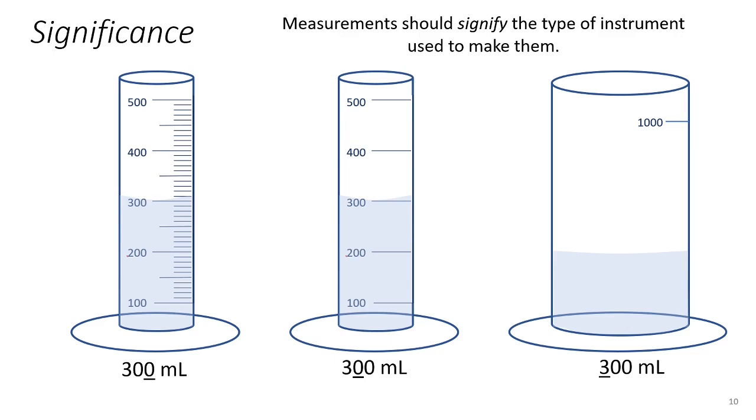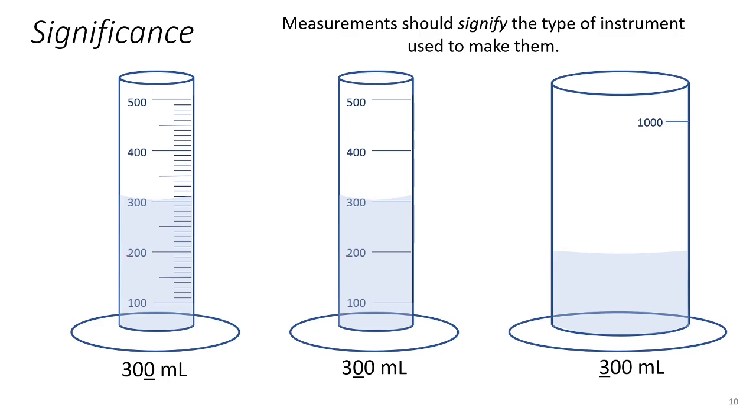Let's say that we want to measure a liquid. We pour it into the first device here. It's called a graduated cylinder. It has major markings every 100 milliliters and minor ones every 10 milliliters. The volume could be recorded as 300 milliliters, where our estimated digit is the last zero, right? If we have marking every 10, then our estimate is going to be in the ones place. So we would report 300 milliliters.